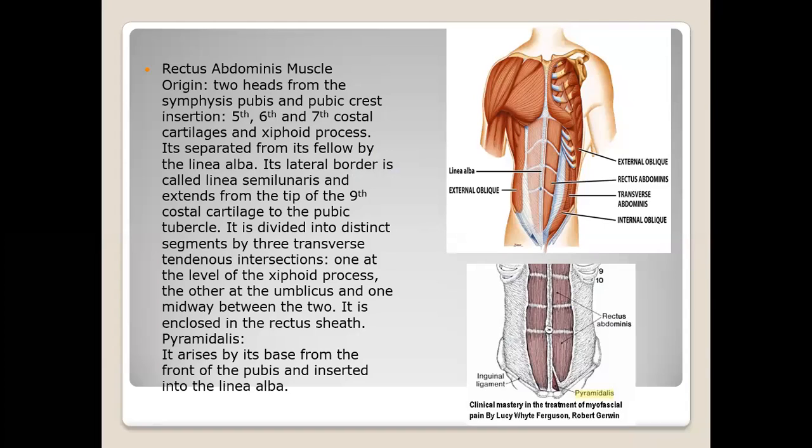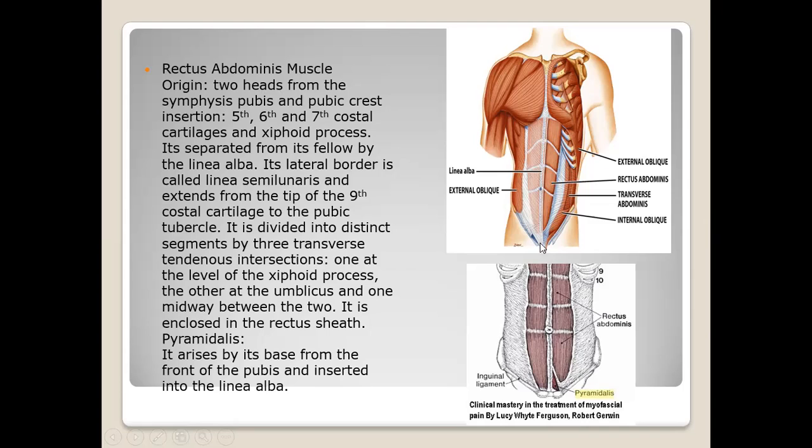Now coming to, we have studied already the external oblique, internal oblique, and transverse abdominis, three muscles. Now we are going for the fourth muscle. This is called the rectus abdominis muscle, a very important muscle in the front. So this is the rectus abdominis muscle on either side. This is the rectus abdominis, with two heads from the symphysis pubis. So symphysis pubis is here.